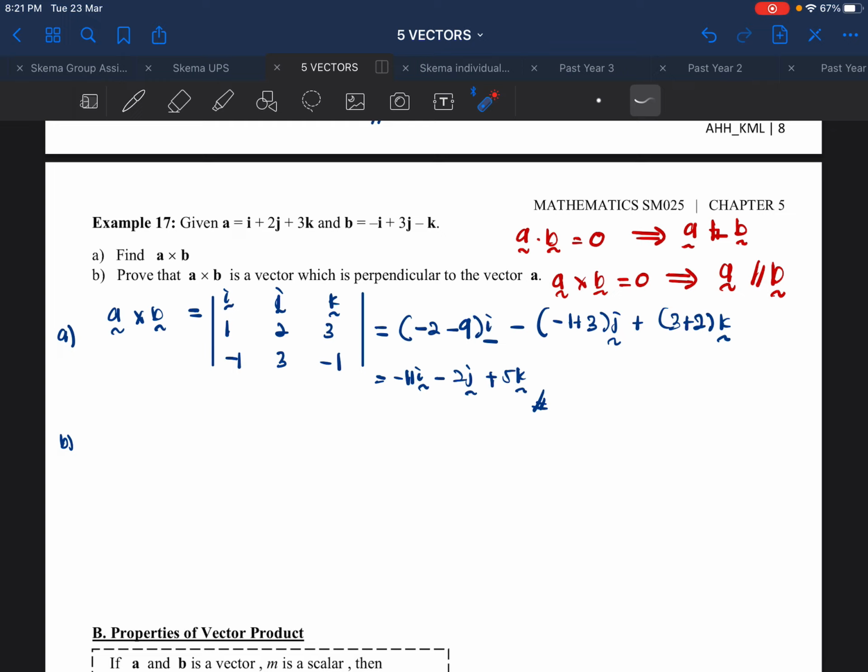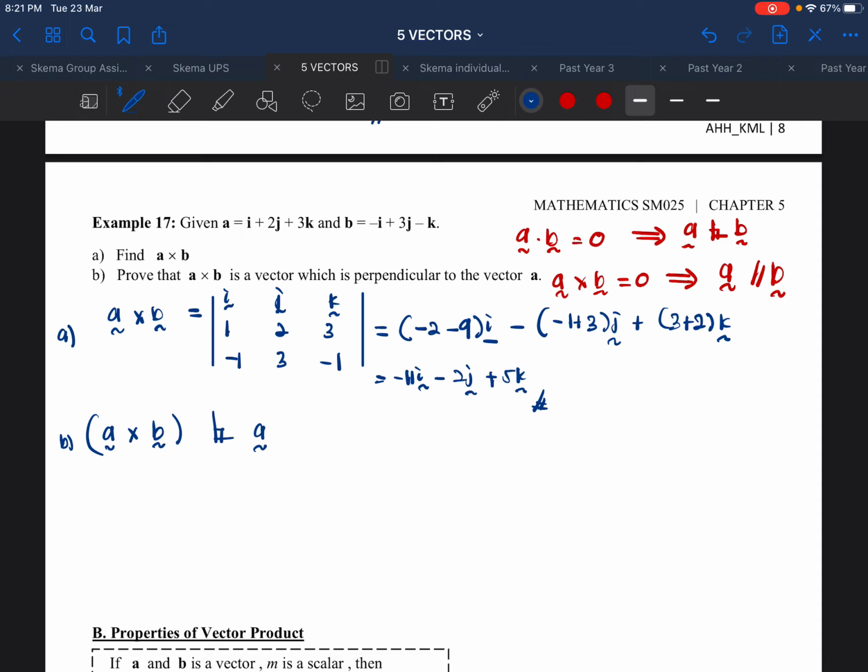Okay, kalau nak ingat senanglah, kita gunakan formula je, which is theta tu kamu ganti dengan, kalau dia parallel kosong lah. Kalau dia perpendicular dia 90 degree lah. Tapi ini dua properties yang kamu patut ingat. So soalan ni sendiri cakap, dia kata A cross B is a vector which is perpendicular to the vector A. Okay, apa yang dia cakap kat kita ialah A cross B perpendicular to vector A. Dia nak kita tunjukkan itu.